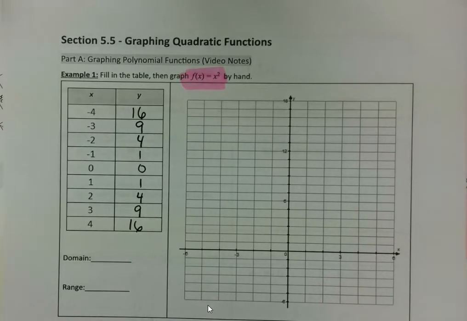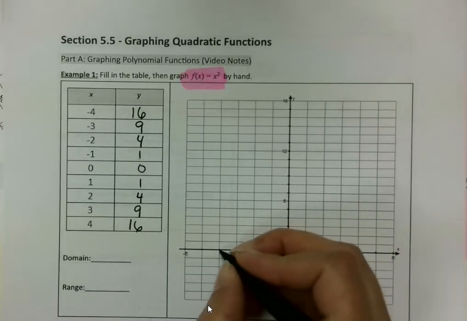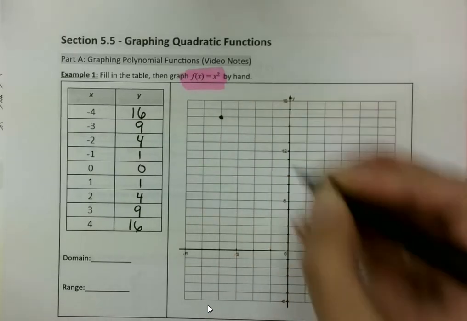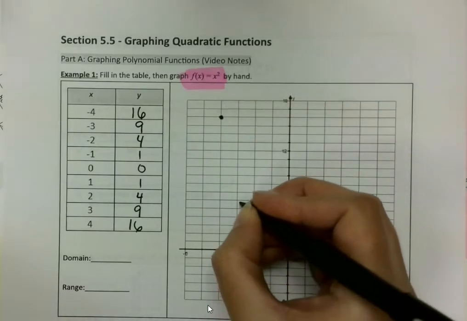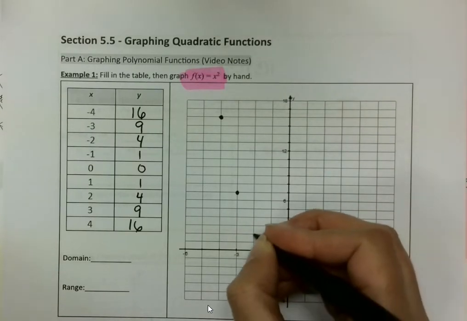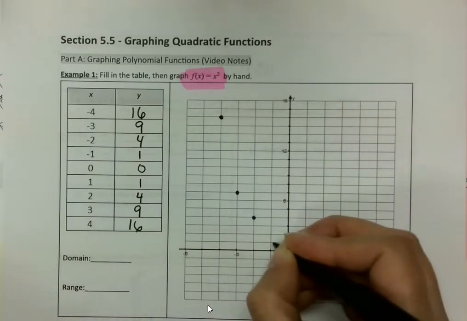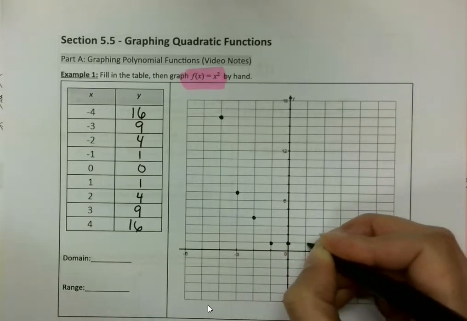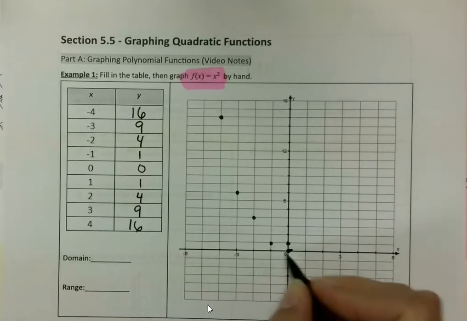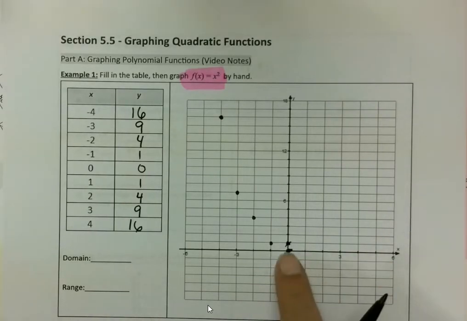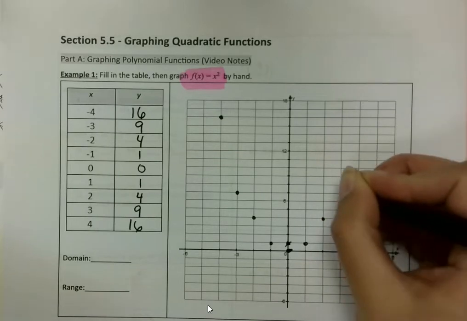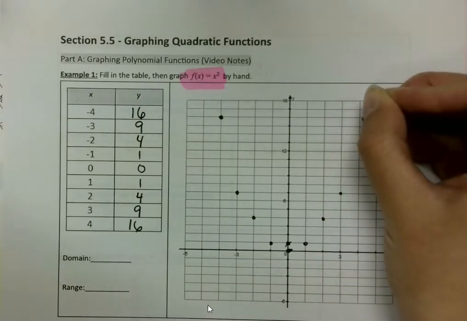So I'm going to graph this real quick. Negative 4, 16, so that's right up here. Negative 3 and 9, negative 2, 4, negative 1, 1, 0, 0. Oops, sorry, I accidentally did 0, 1. I was just going on a roll there. X that one out. 0, 0, then 1, 1, 2, 4, 3, 9, and 4, 16.